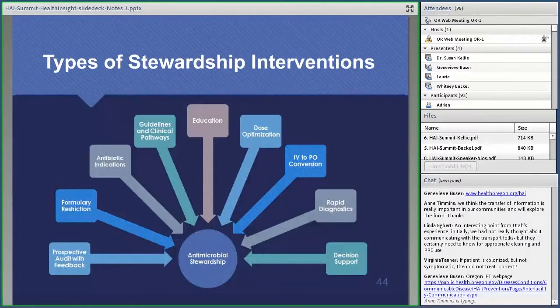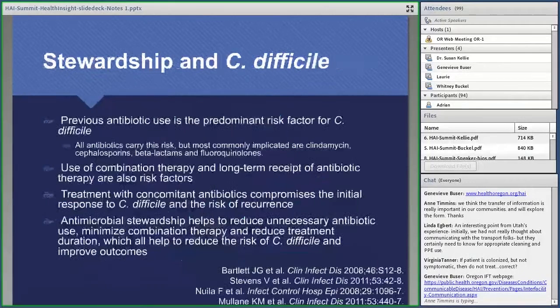I think the reason that we're talking so much about stewardship today and what these interventions are is because stewardship and C. difficile are so integrally related. So we all know that previous antibiotic use is the predominant risk factor for C. difficile. All antibiotics carry this risk, and none of them are really excluded, but most commonly implicated are clindamycin, cephalosporins, other beta-lactams, and fluoroquinolones. If you look at that list, that's what most people get when they need an antibiotic. Use of combination therapy and long-term receipt of antibiotic therapy are also risk factors. So not only what antibiotic you get, but how many and how long.